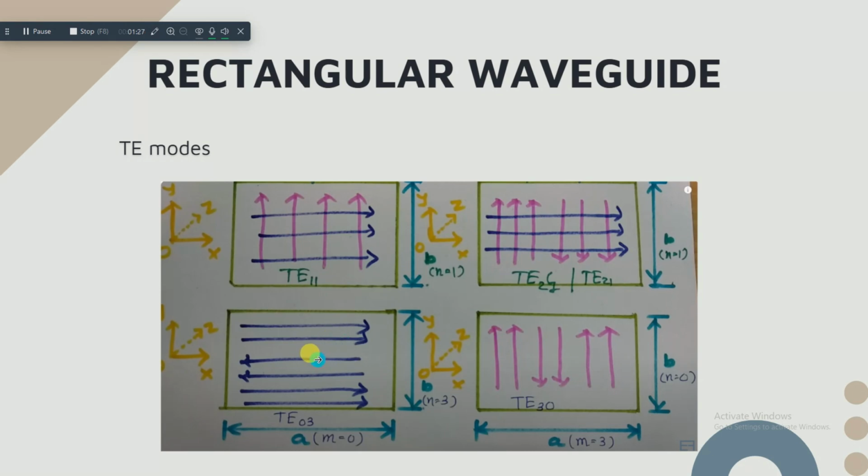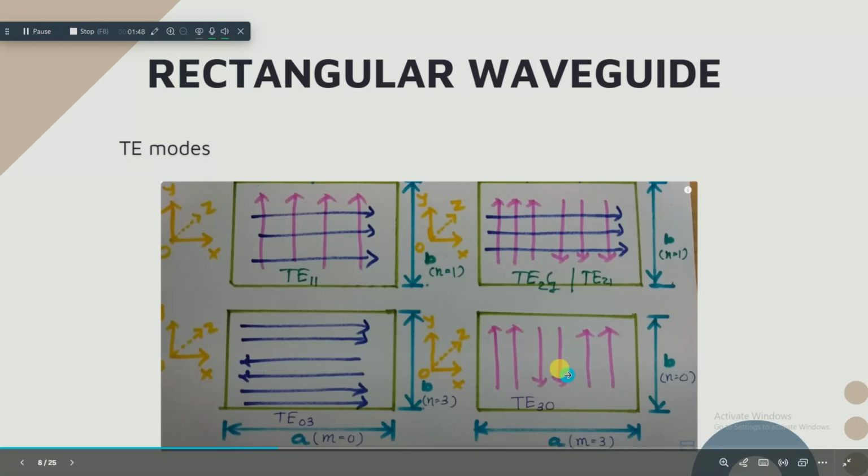Here we can see along the x-axis there are three variations, so m equals 3, and along the y-axis there is no variation, so n equals 0. Similarly here, along the y-axis there are three variations, but along the x-axis there is 0. So that is why it is a TE30 rectangular waveguide mode.